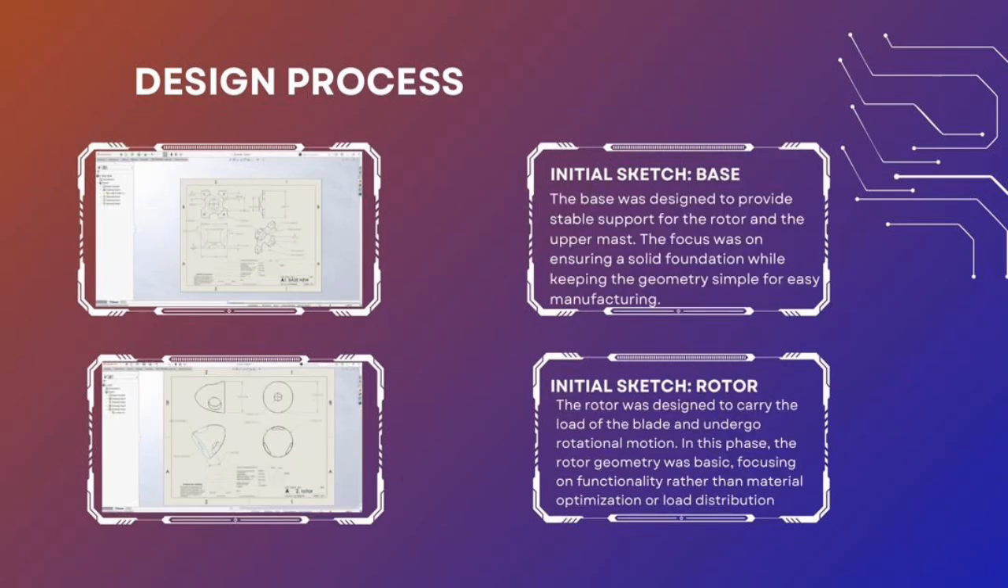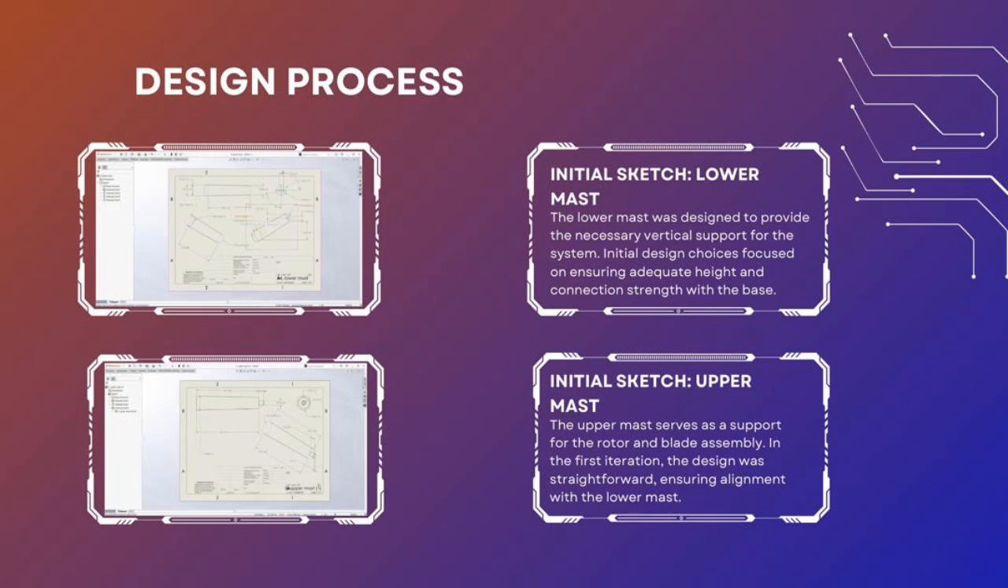Furthermore, initial sketch, which is base. The base was designed to provide stable support for the rotor and the upper mast. The focus was on ensuring a solid foundation while keeping the geometry simple for easy manufacturing. Next, initial sketch rotor. The rotor was designed to carry the load of the blade and undergo rotational motion. In this case, the rotor geometry was basic, focusing on functionality rather than material optimization or load distribution.